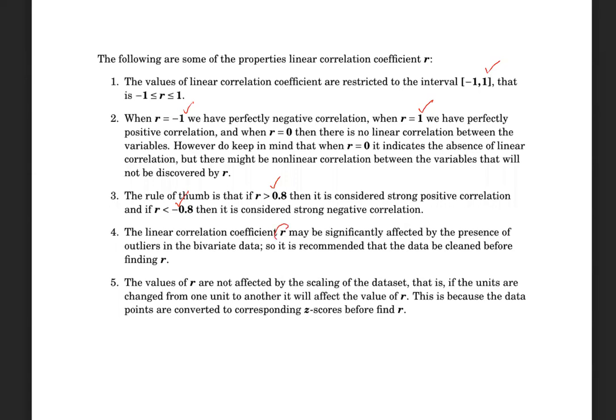The linear correlation coefficient may be significantly affected by the presence of outliers. So clear those data points before you do anything else, okay? The value of the correlation coefficient is not affected by scaling of the data set. Scaling means you basically switch the unit or multiply by a constant.